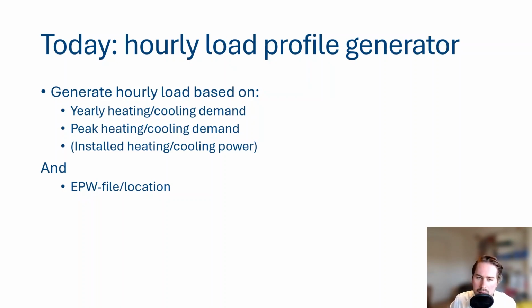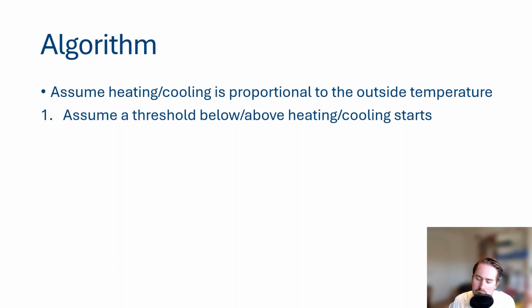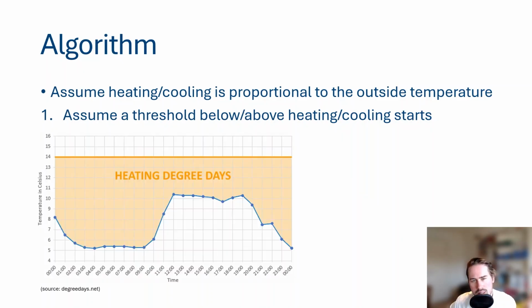Now, the way we do this is by assuming that the heating and the cooling load is proportional to the outside temperature, which is a reasonable assumption because when are you going to heat your building? When it's cold outside. And when are you going to cool your building? When it's hot outside. And the hotter it gets, the more cooling you need. So the heating and cooling load is proportional to the outside temperature. And the way we approach this is by using the same idea as with the hourly degree days.